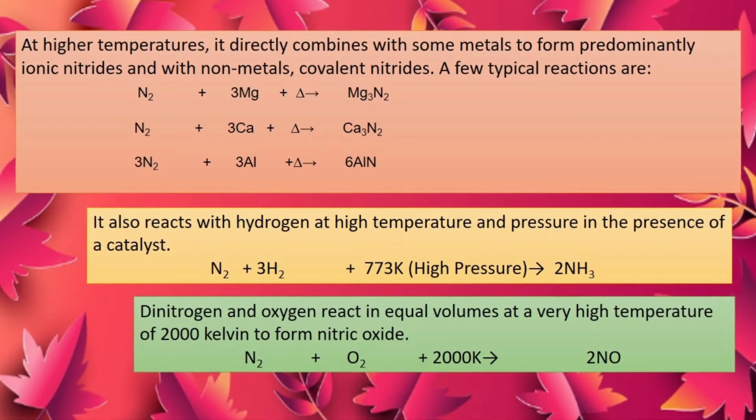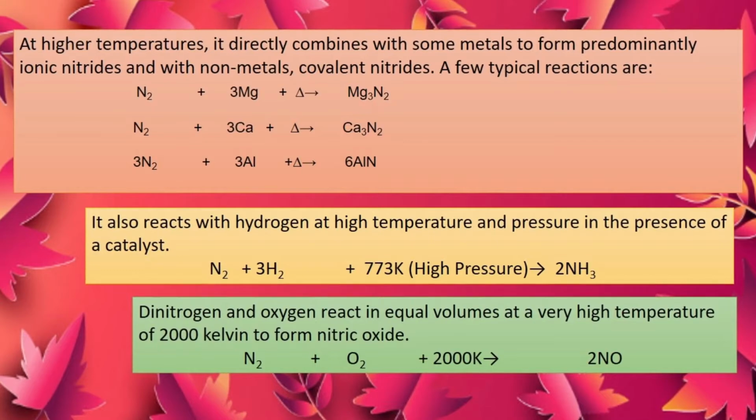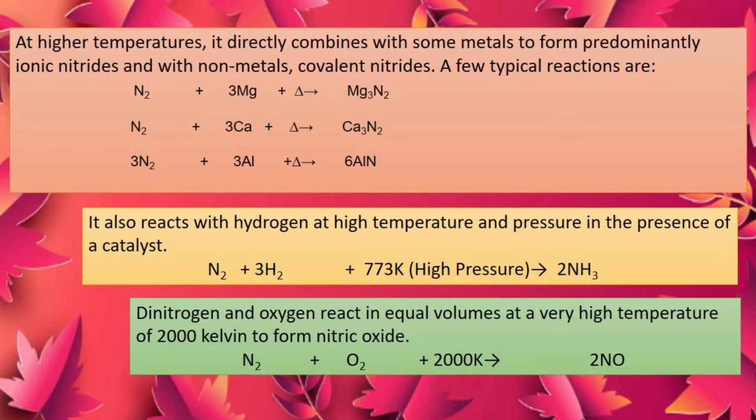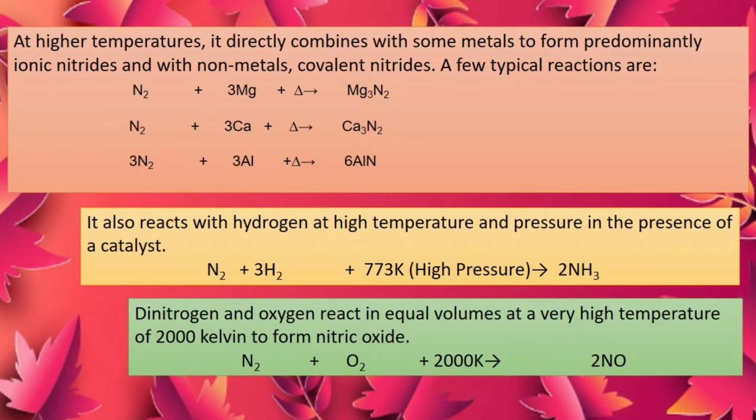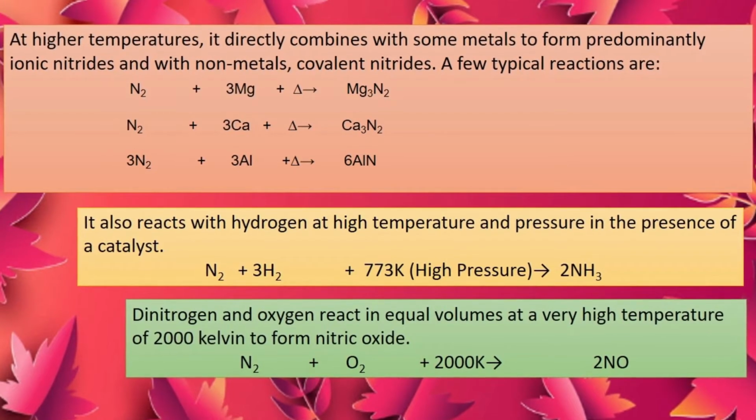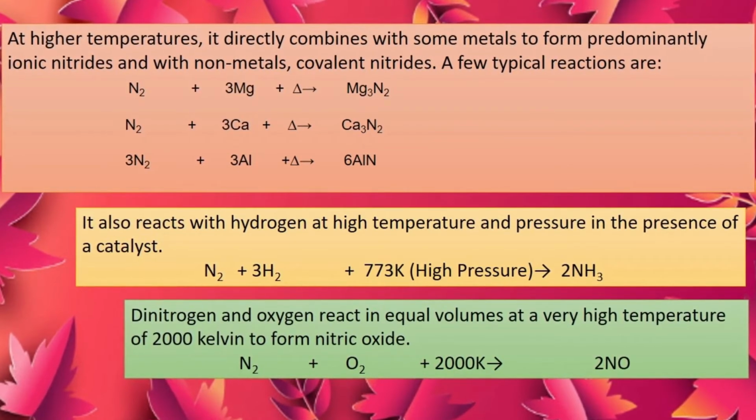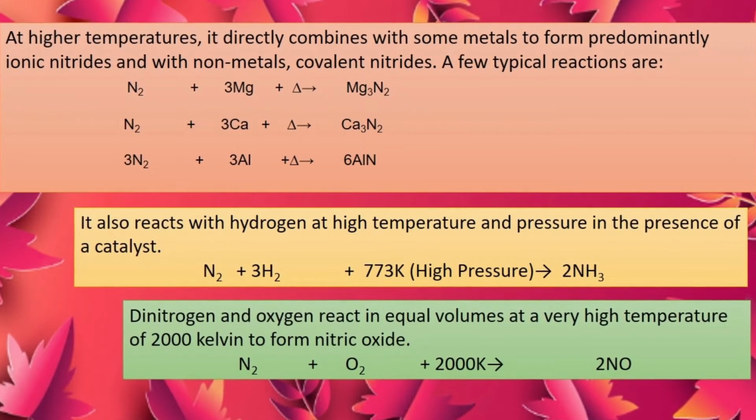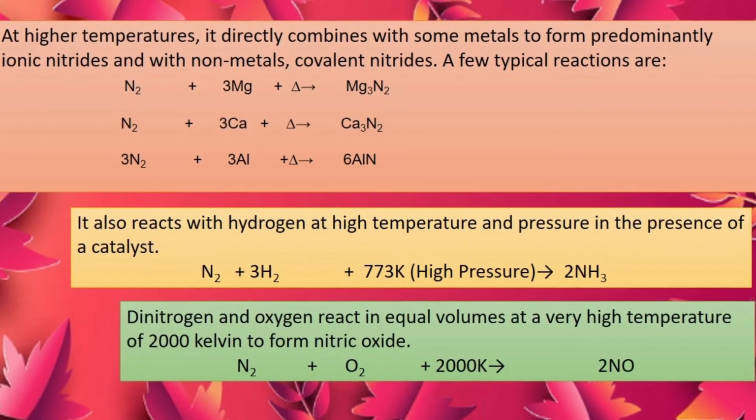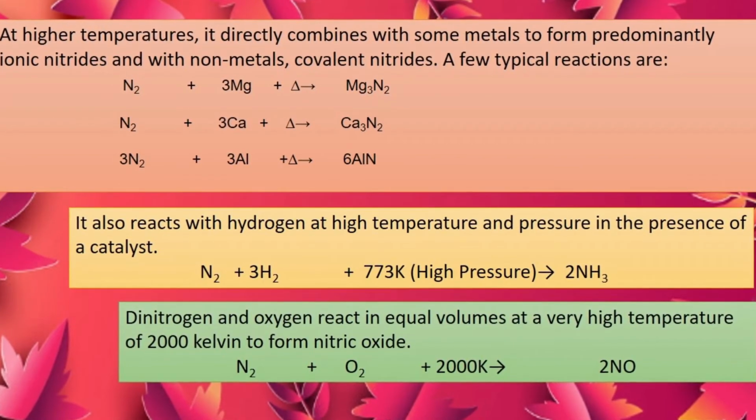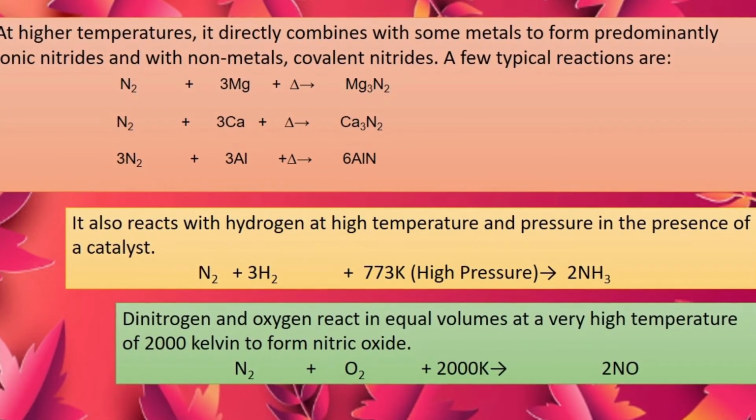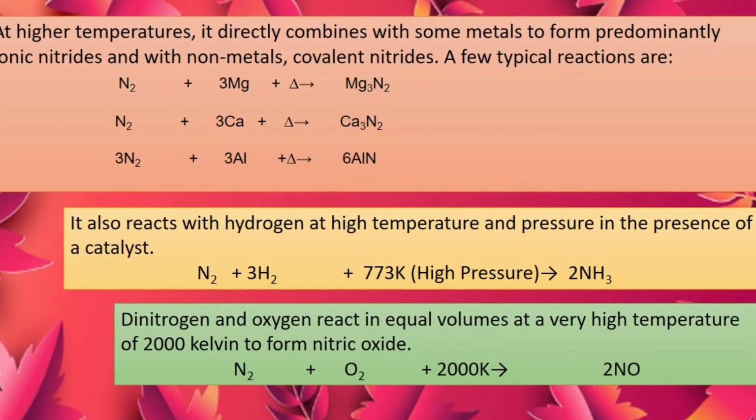When nitrogen is treated with magnesium at higher temperature, it forms magnesium nitride. With calcium, it forms calcium nitride, and with aluminium, it forms aluminium nitride. It also reacts with hydrogen at higher temperature and pressure in the presence of a catalyst to form ammonia. The last reaction is when dinitrogen combines with oxygen in equal volume at higher temperature, it forms nitric oxide.